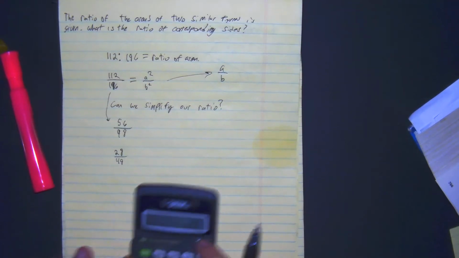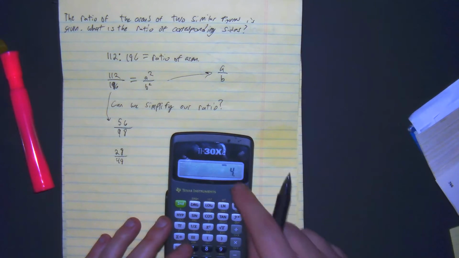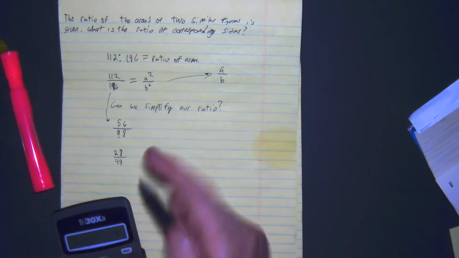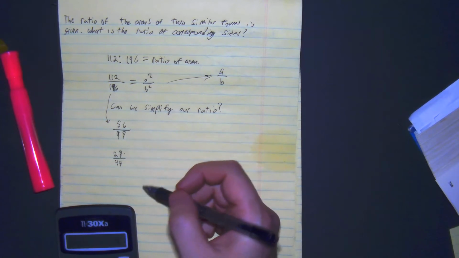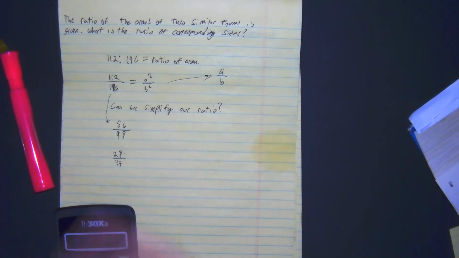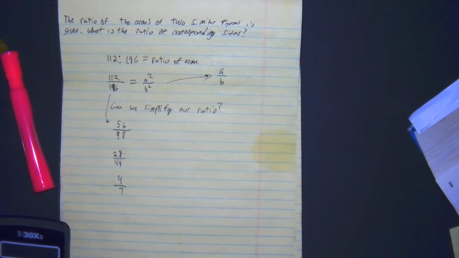Well, can you simplify 28 and 49? Well, divide by 7. Good, you can keep simplifying. So if we simplify that, 28 divided by 7 will become 4, and 49 divided by 7 becomes 7, so 4 over 7. So from here, we have everything simplified.